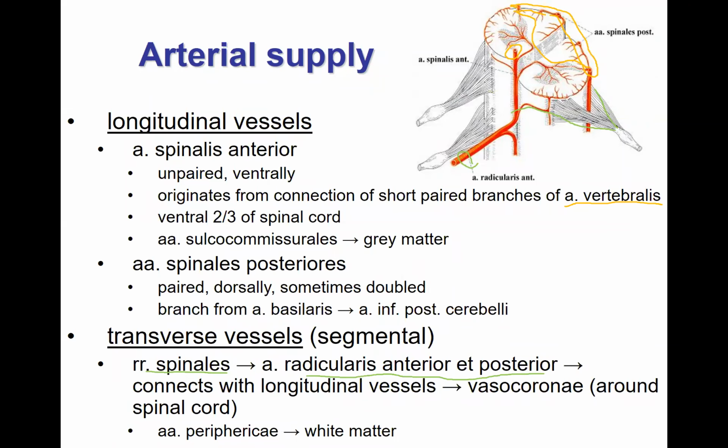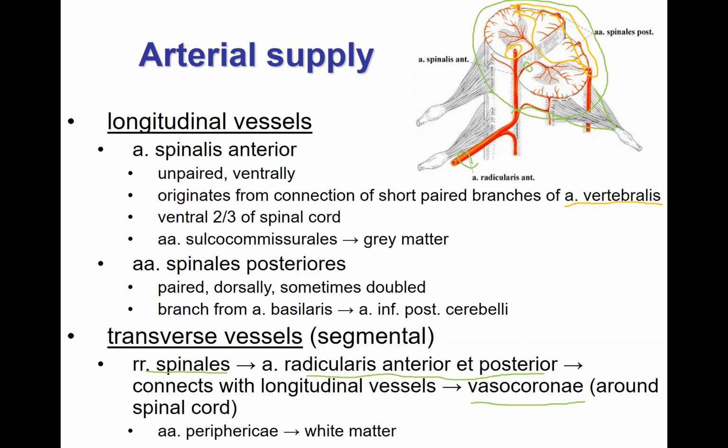So what you can see is that around the cord there can be such vascular rings, and they are called vasocoronae, like a crown of vessels. So these rings are around, but they are not very thick. They are quite thin, but they exist. And then they supply the white and gray matter from ventrally. You can see this artery.